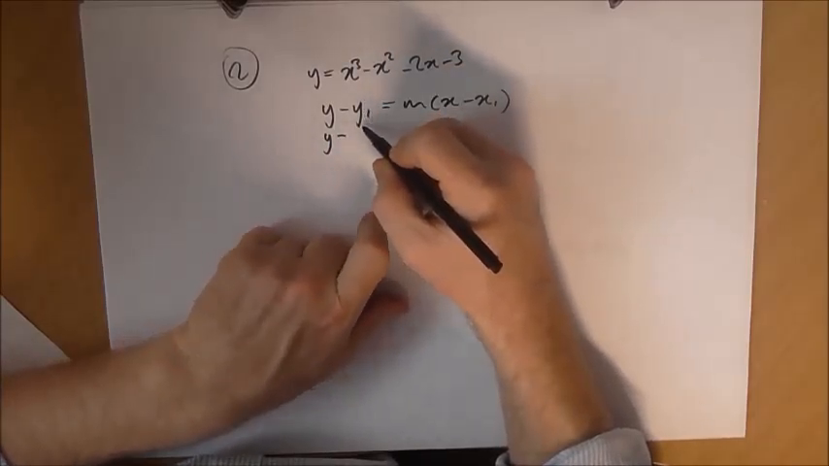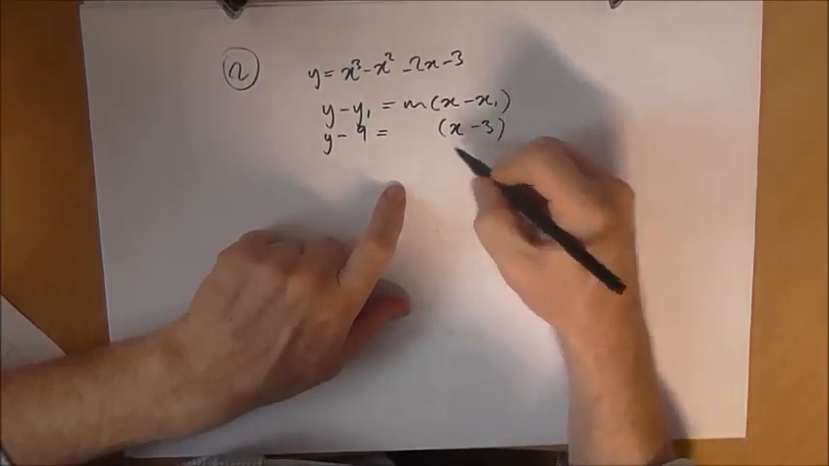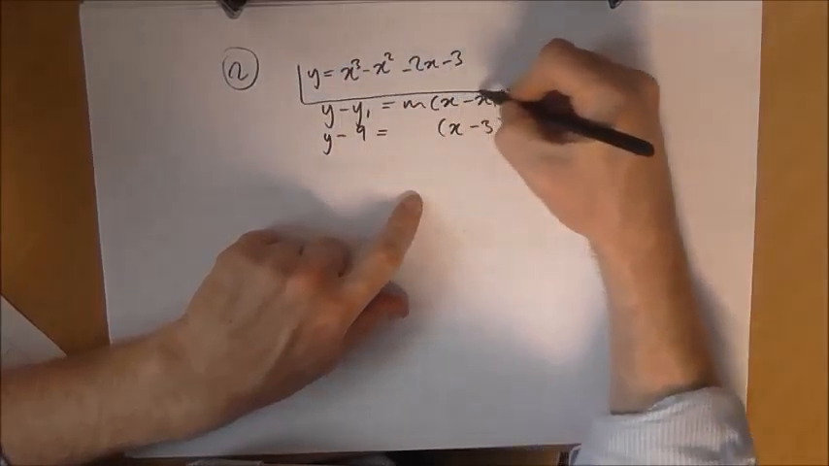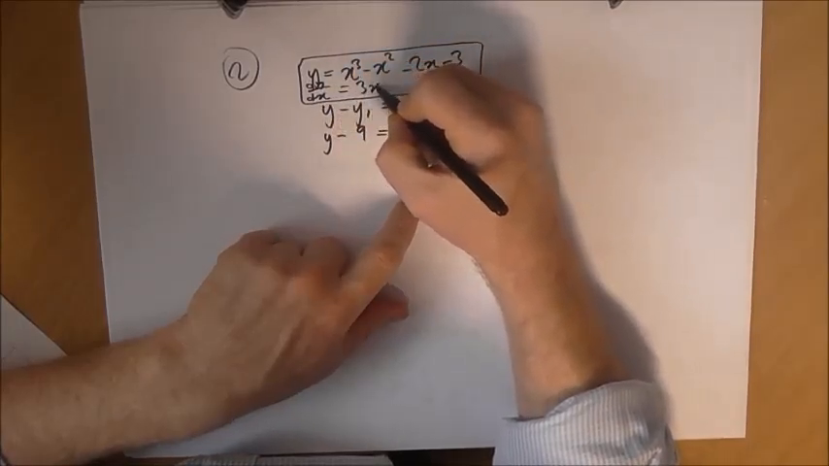So the y coordinate of the point it goes through goes there. The x coordinate of the point it goes through goes there. And that's the gradient. How do you get the gradient? Well, there's lots of ways to get a gradient. The best way here is to form a multiple choice box.